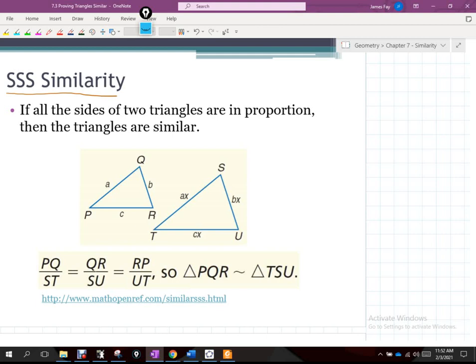And basically what it says is if all sides of two triangles are in proportion, then the triangles are similar. Okay, so you can compare three sides to the corresponding sides in another triangle. If they all reduce to the same value, then they are similar to one another. It means the sides are proportional. Therefore, the angles will be congruent, as a conclusion of this.